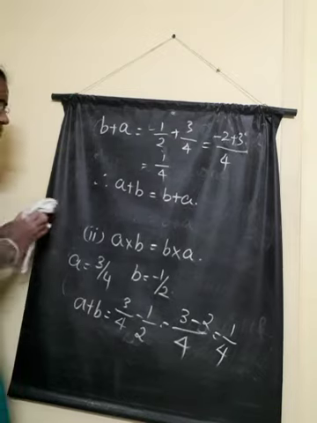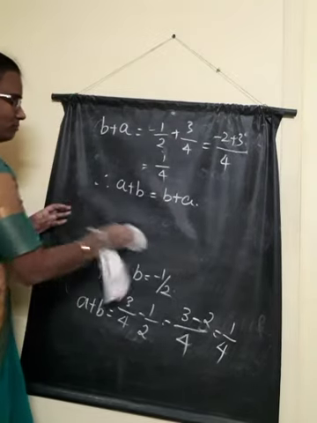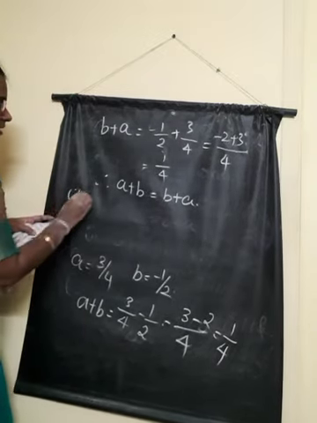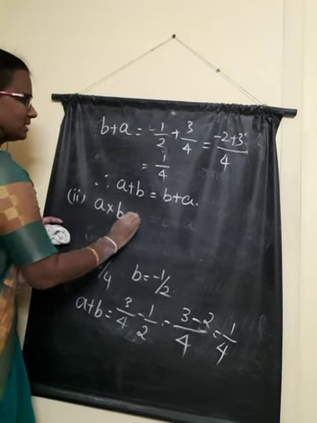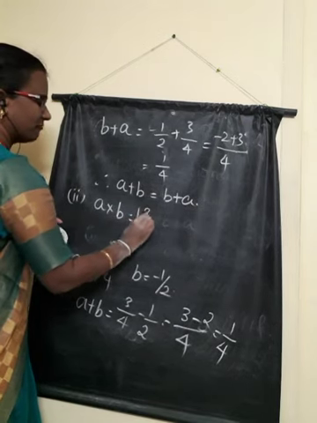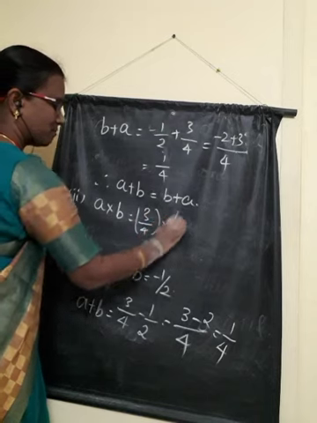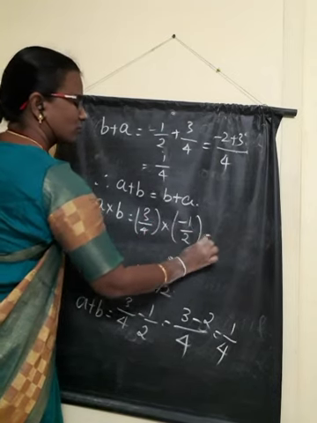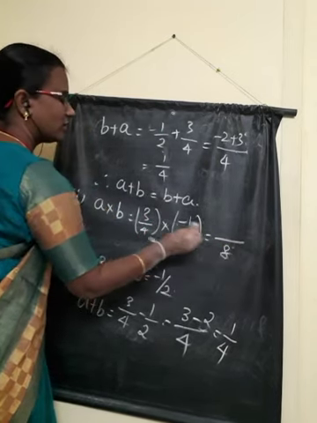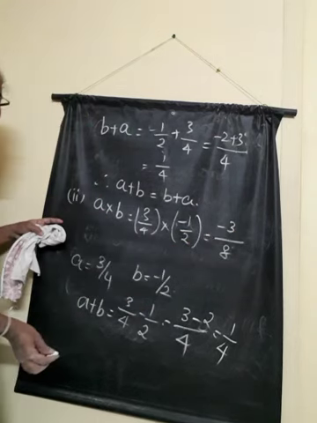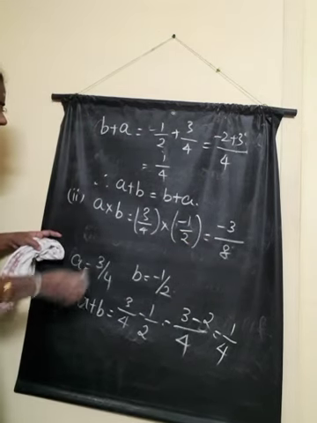The second condition, what is A into B? B into A. A into B. What is A? It is nothing but 3 by 4. What is B? Minus 1 by 2. So 4 2s are 8. 3 into minus 1 is nothing but minus 3. So the answer is minus 3 by 8.